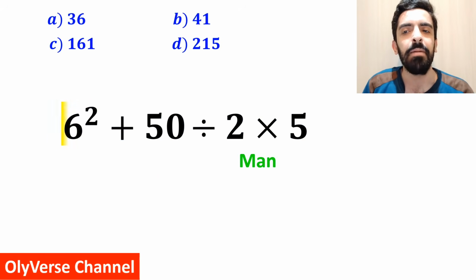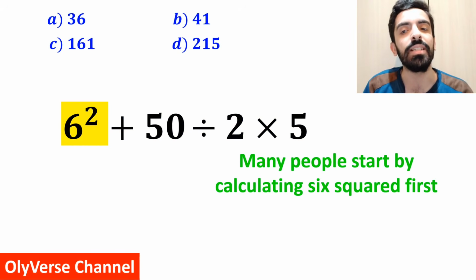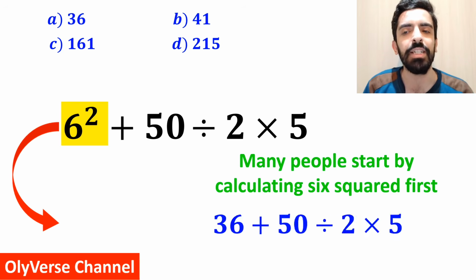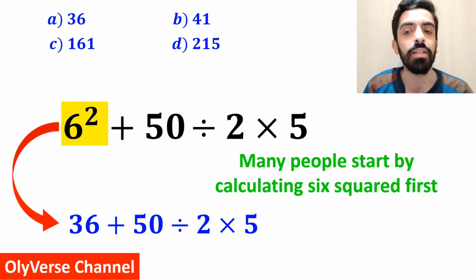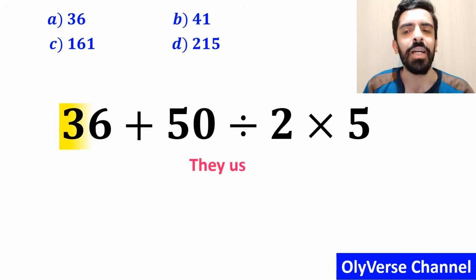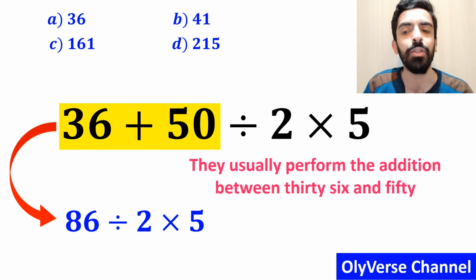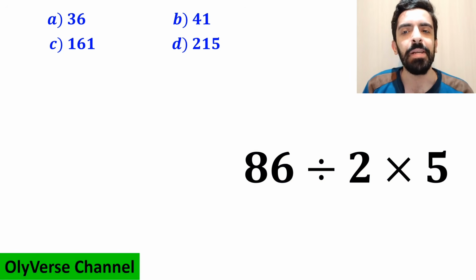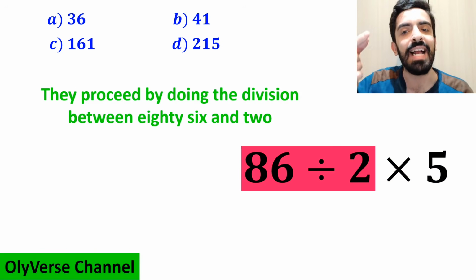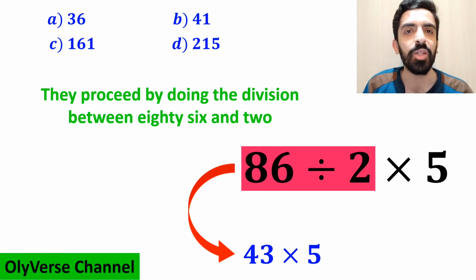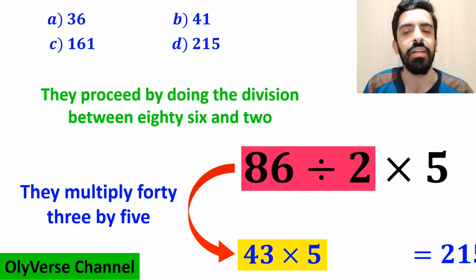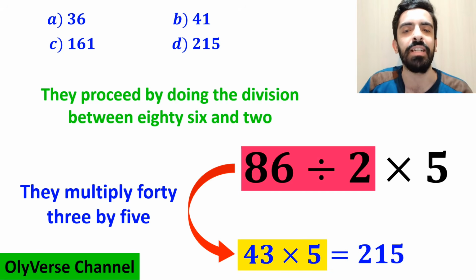To solve this question, many people start by calculating 6 squared first, and instead of the original expression, they rewrite it as 36 plus 50 divided by 2 multiplied by 5. And the next step, they usually perform the addition between 36 and 50 and simplify this expression to 86 divided by 2 multiplied by 5. Then, they proceed by doing the division between 86 and 2, which gives them 43 multiplied by 5. And finally, they multiply 43 by 5, which ends up with the answer 215.